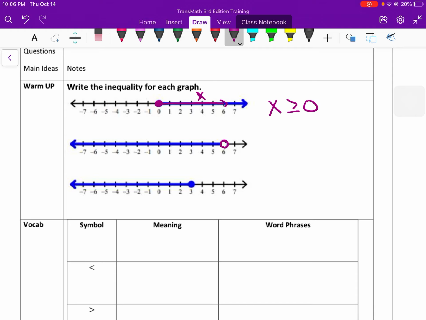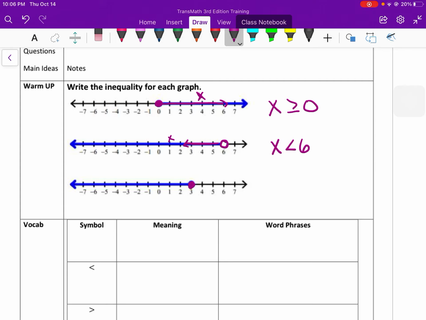All right, this one, it's an open circle and it's pointing to the left. Notice that the values to the left of 6, like 3 and -4, those are all less than 6. So this time our variable values, the lines, are all less than 6. Not equal to this time because the circle is open.